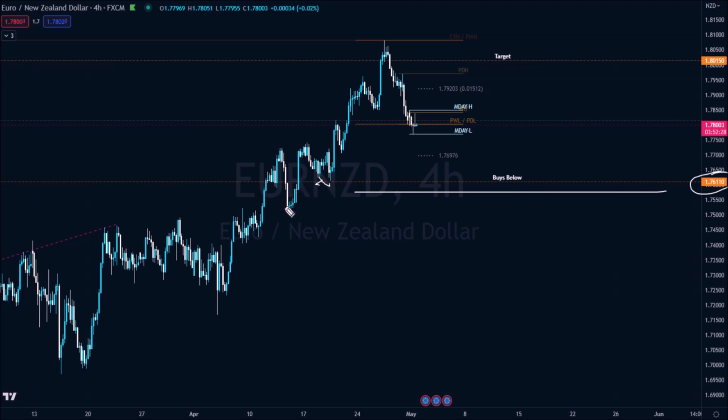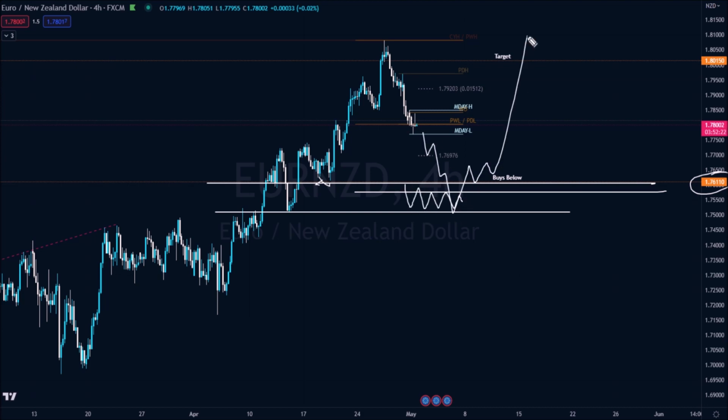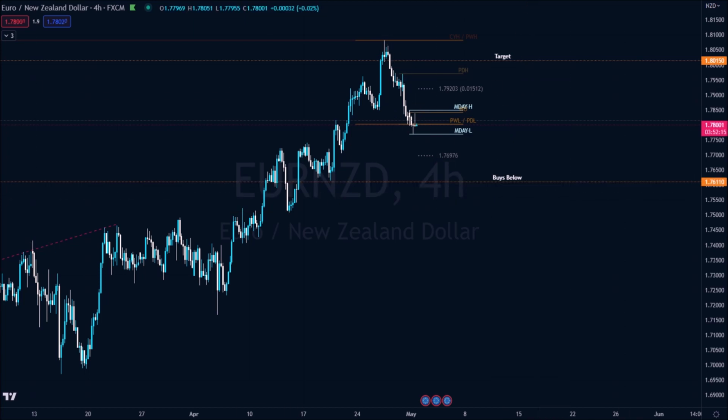We do have some structure down here as well, so this would be a potential zone to start looking for buying opportunities. It'd be overstretched in the week. It's a bit of a pullback, follow structure and wait for that break to the upside.